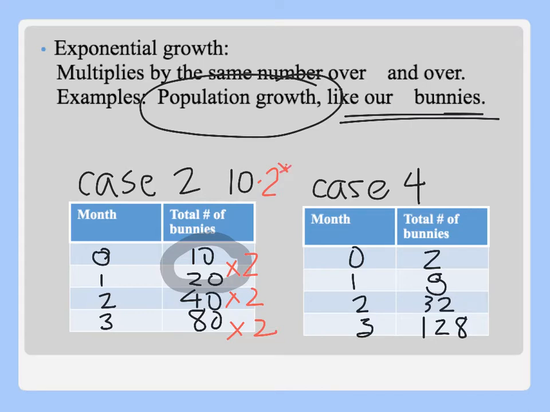In case 4, we started with 2, and each bunny pair had 6, and so the first month there'd be 8 total, and then that 8 would have a total of 24 more, etc. So you'll notice that the multiplier is times 4. It's growing by times 4 each time. So exponential growth happens with multiplying the same number over and over and over again. In this case, it would be 2 times 4 to the x.